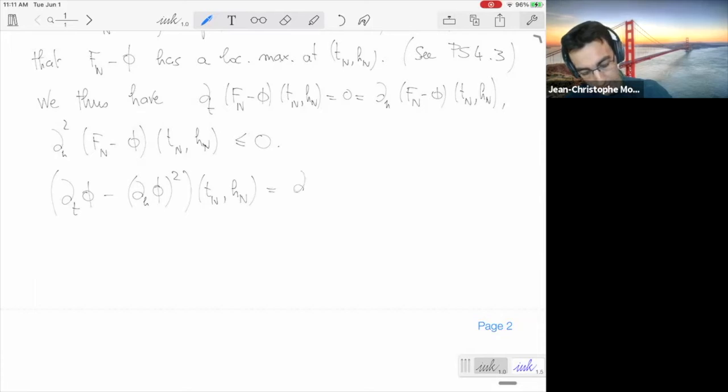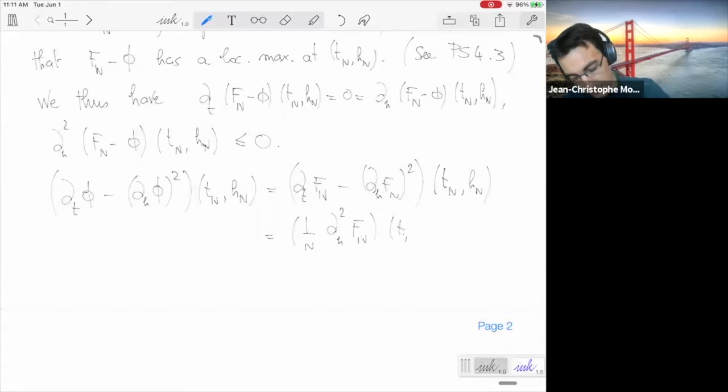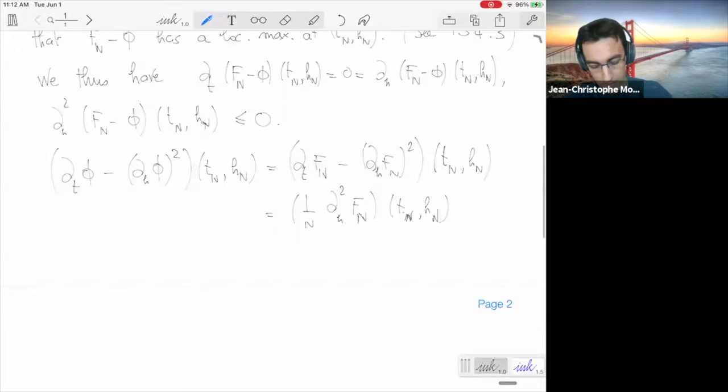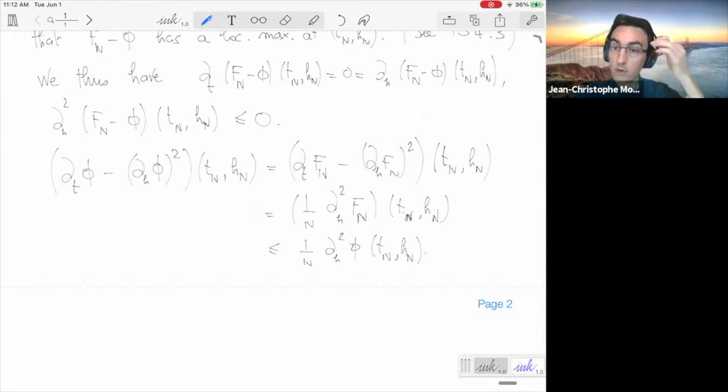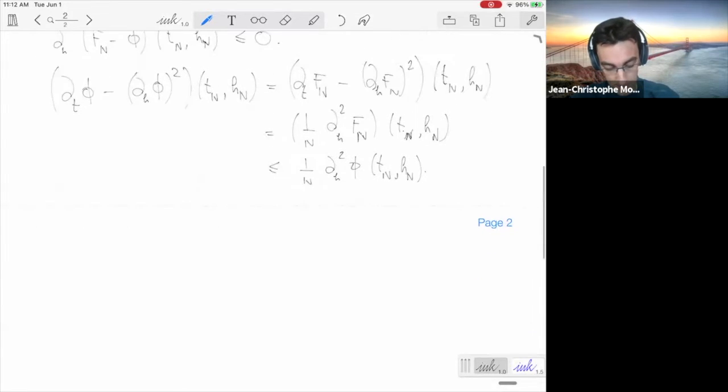So this is the same as d_t f_n minus (d_h f_n) squared at t and h_n, which is 1 over n d_h^2 f_n at t and h_n. This is by the equation satisfied by f_n. And now we use the inequality above, which tells us that this is smaller than or equal to 1 over n d_h^2 phi at t and h_n. And then we pass to the limit n going to infinity along the subsequence, and we get the result.